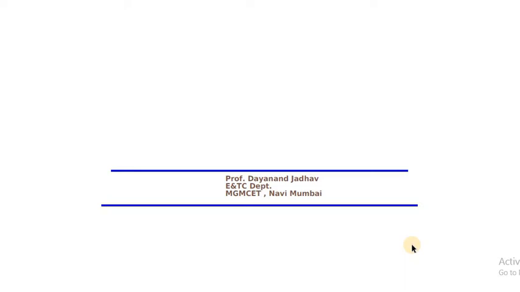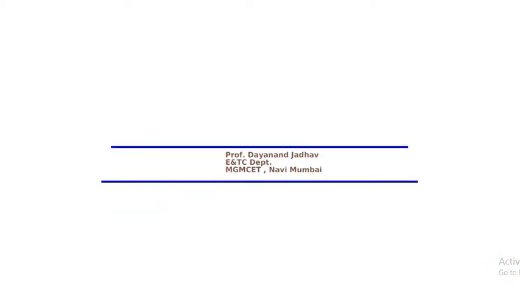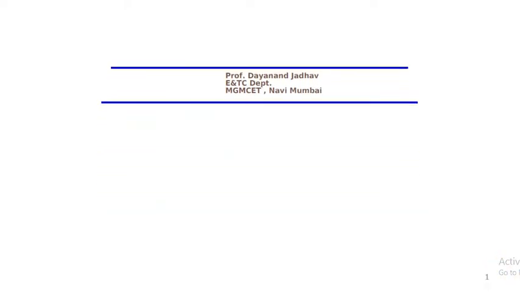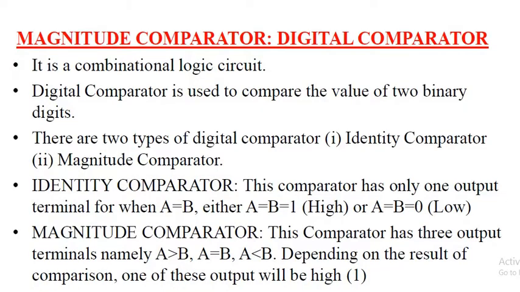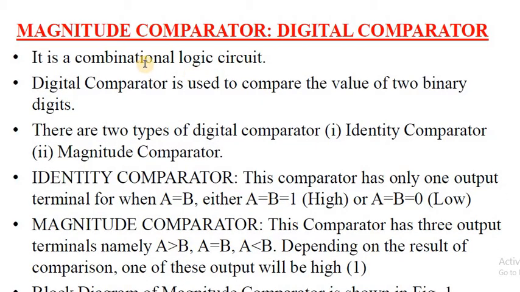In this lecture, we are going to discuss one of the combinational circuits, that is the magnitude comparator. Then what is meant by magnitude comparator? The magnitude comparator is one of the combinational circuits. What is the meaning of combinational circuit?